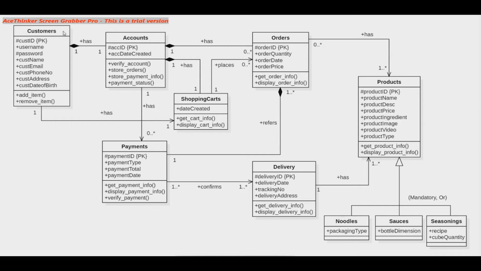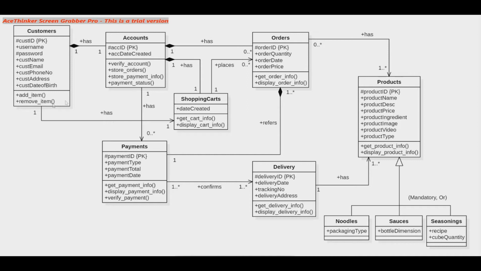The customer entity has several attributes. The first one is the customer ID, which is our primary key, and then we have username, password, customer name, customer email, customer phone number, customer address, and also customer date of birth. Our customer entity has two operations: first, the customer is able to add an item to the shopping cart, and next, the customer is able to remove an item from the shopping cart.